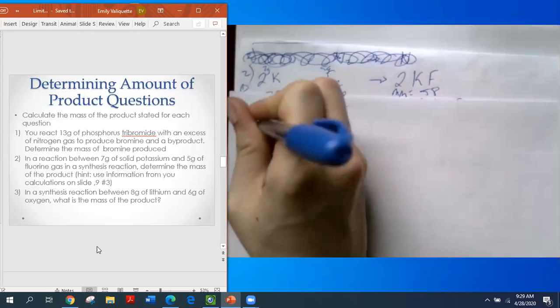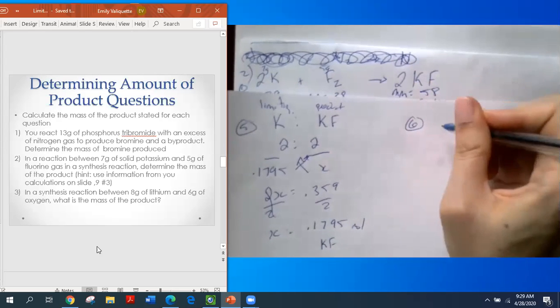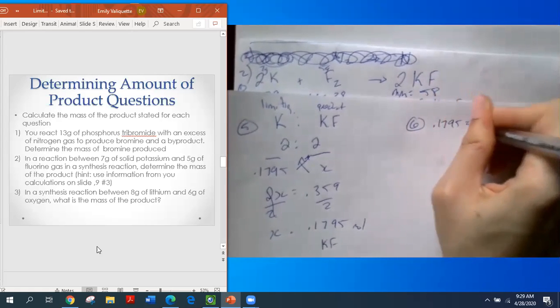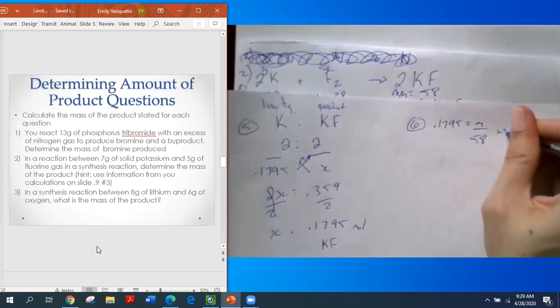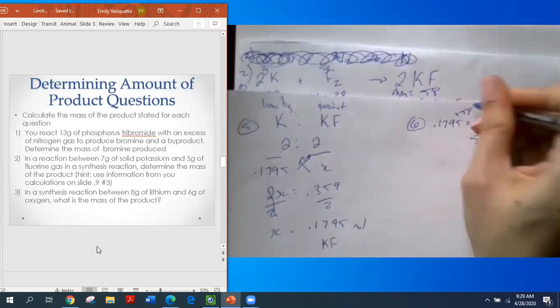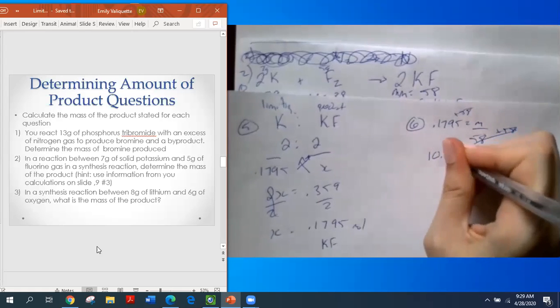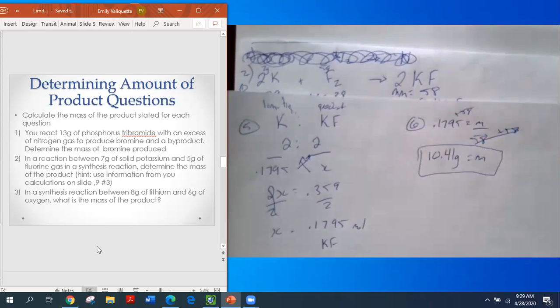So that was step 5. And then step 6 is just plug in the moles that I just calculated and the molar mass into my moles equals mass over molar mass formula. Of course, I multiply by 58. And I will get 10.41 grams of my product. Okay, so try questions 1 and number 3 on that slide and come back for the answers.